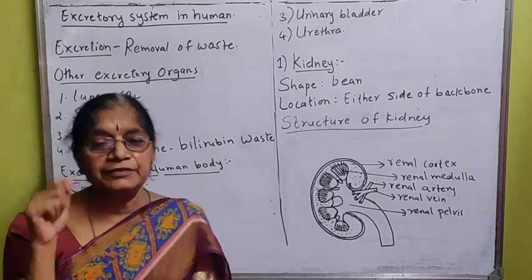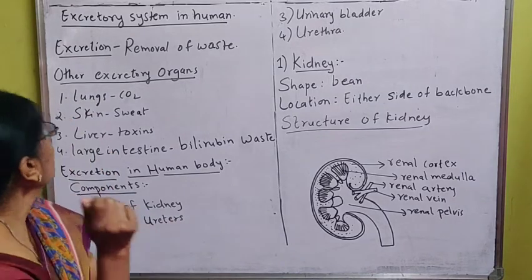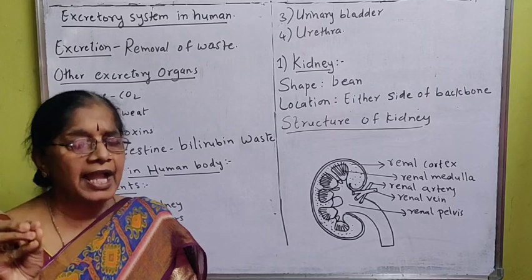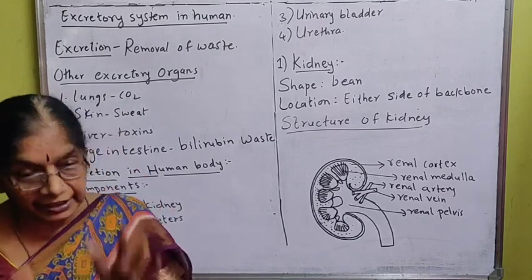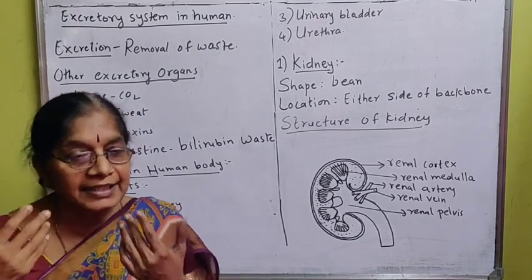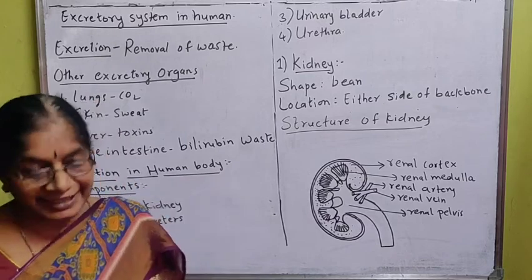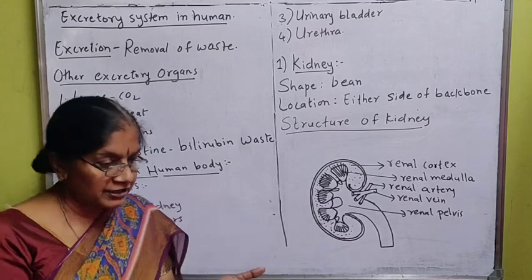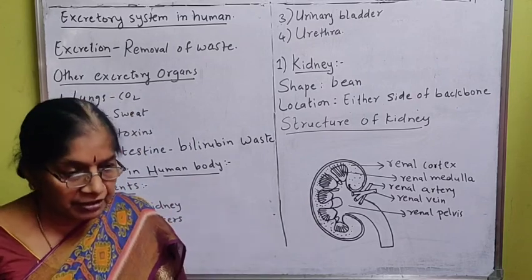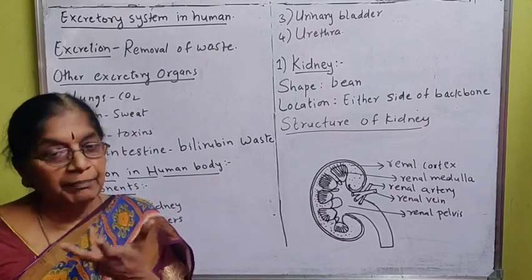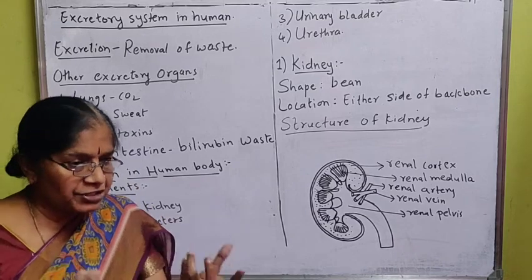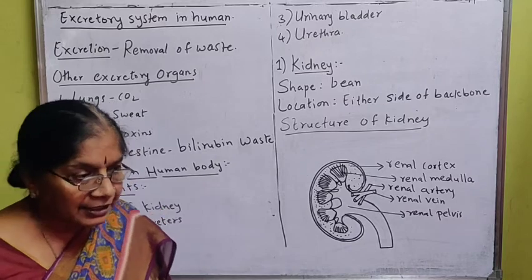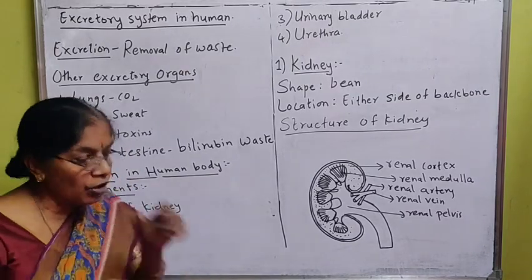Last time in science we saw the excretory system in plants. They don't have any special organs. So whatever waste material is produced during photosynthesis, during respiration, and during the building up of the plant bodies, that waste should be removed out of the plants. They don't have special organs for that.